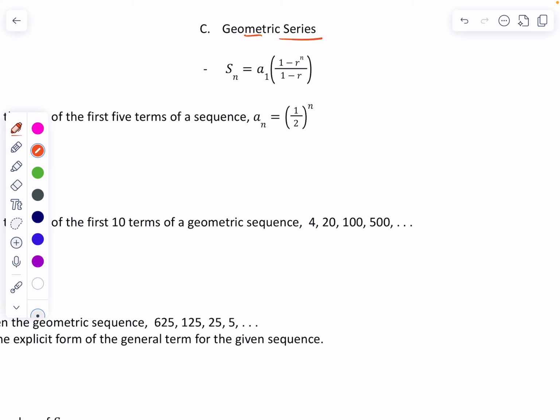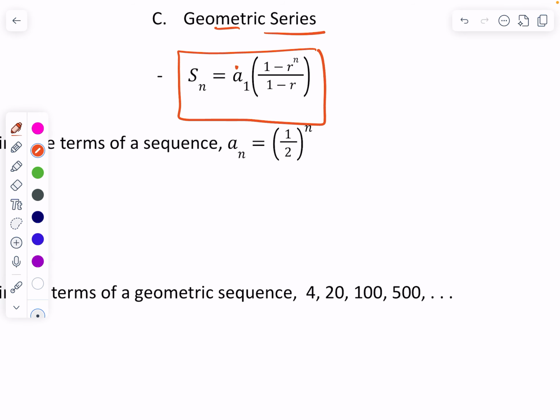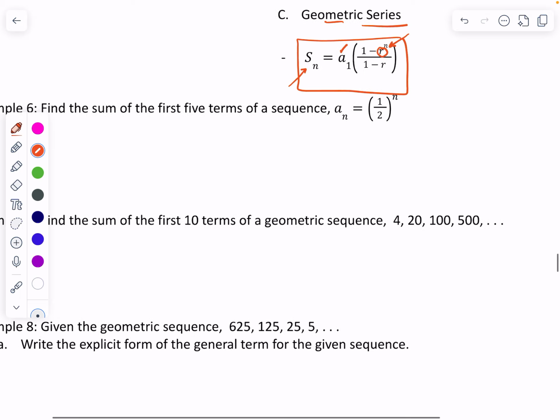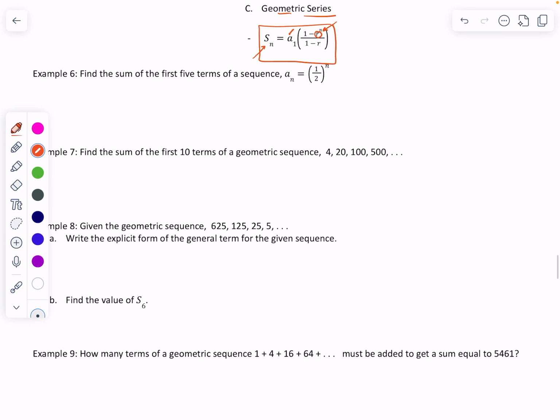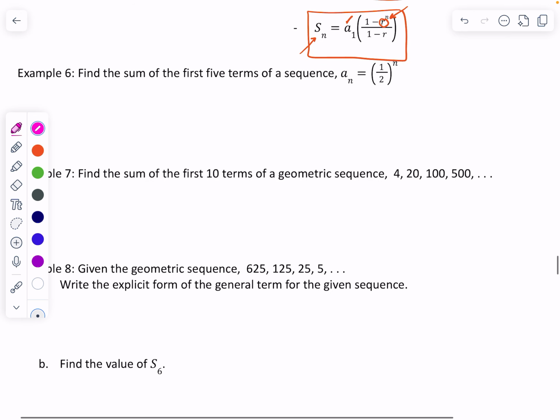Now with geometric series, there's just one formula for the sum. To be able to utilize this formula, we need the first term of the sequence, and we need to know the common ratio. And then n obviously represents the nth term, and this is the sum of all those n terms. There are, I think, 4 or 5 examples, and they're all different and very important examples, 5 different types. Let's continue with them.